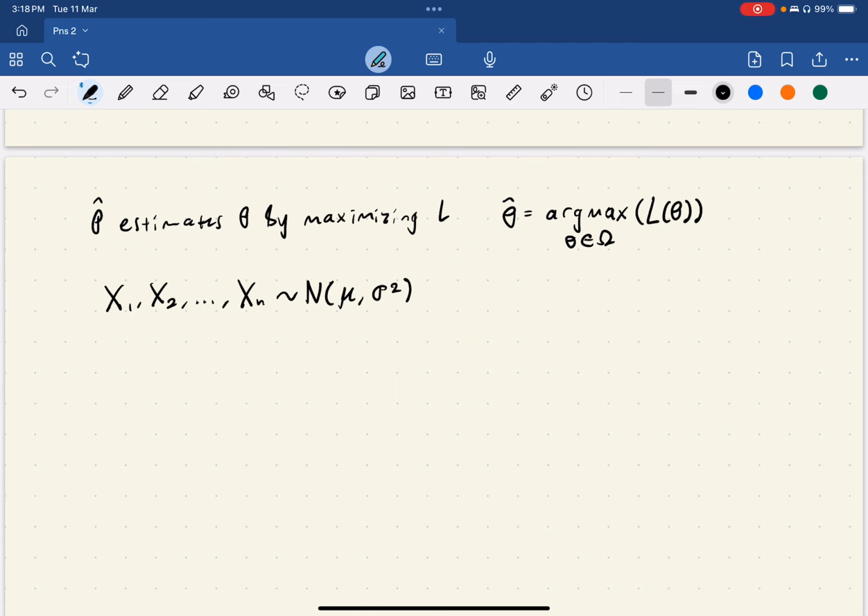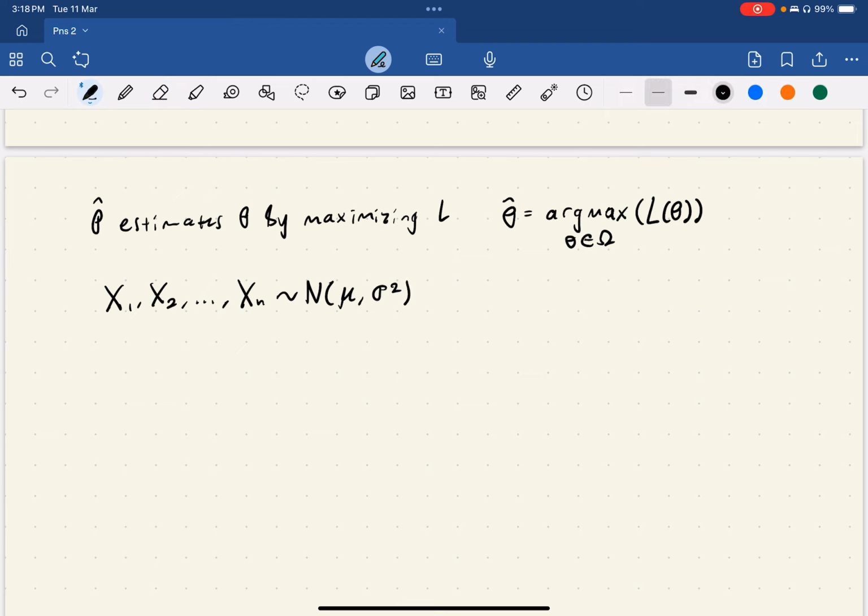Let's say we just know that we don't know what the quantities of the mean and variance are. We just know that it follows a normal distribution with mean mu and variance sigma squared.